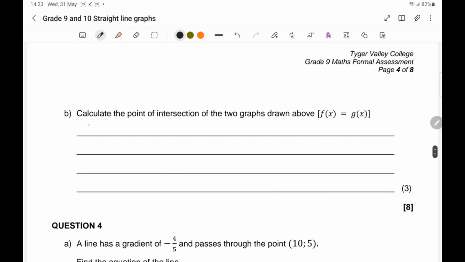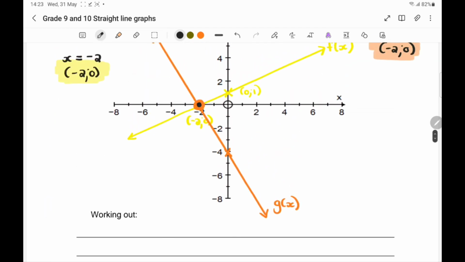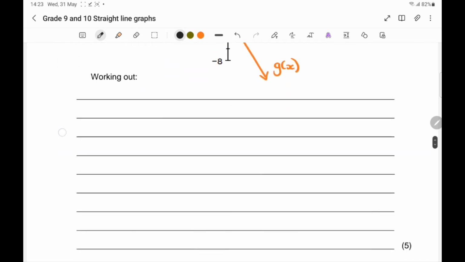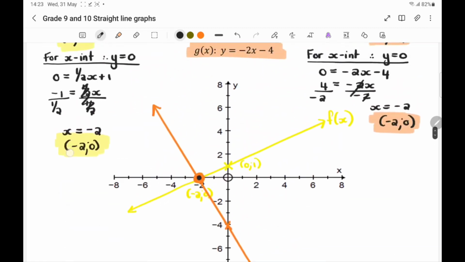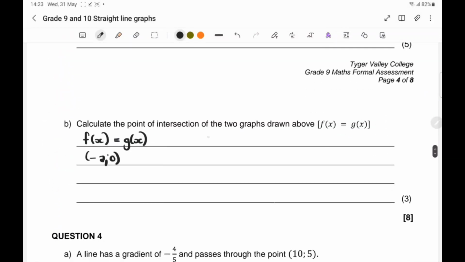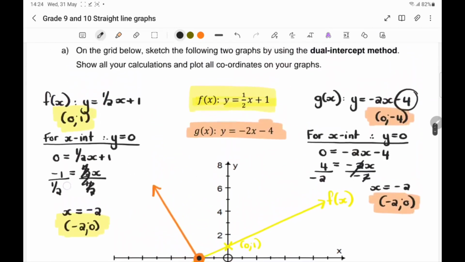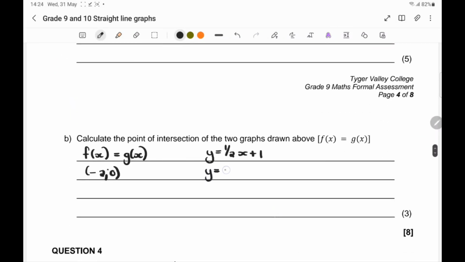So if I had to write down where f of x is equal to g of x, because you won't always be able to read it off like this as nicely. So can you see that coordinate is -2, 0. So I know it's -2, 0. But I want to show you how you get to it if you had to calculate it. So the one graph is y is equal to 1/2 x plus 1. And the other graph is y is equal to -2x minus 4.